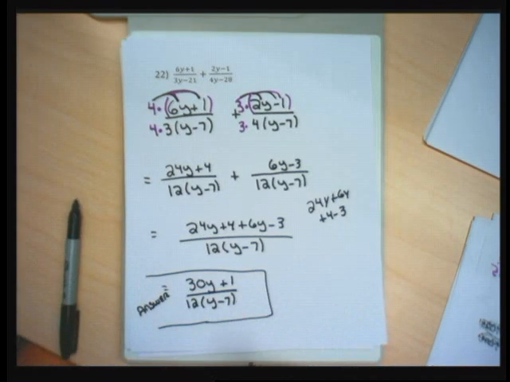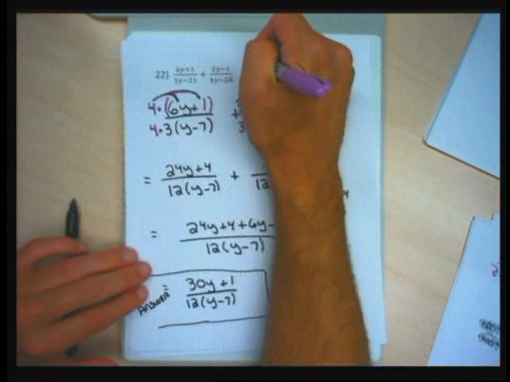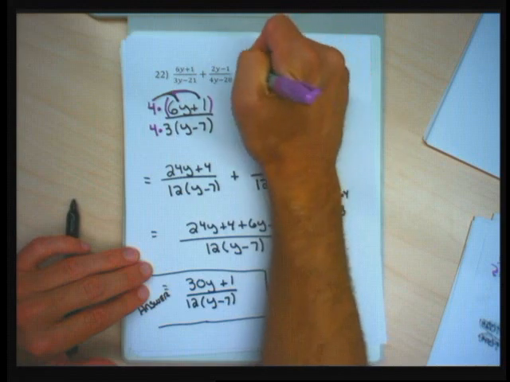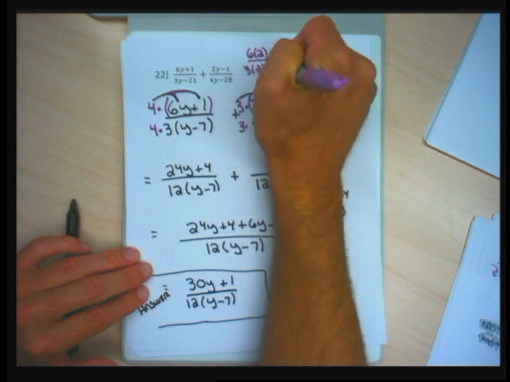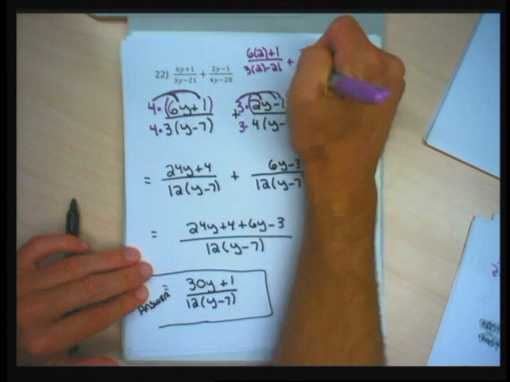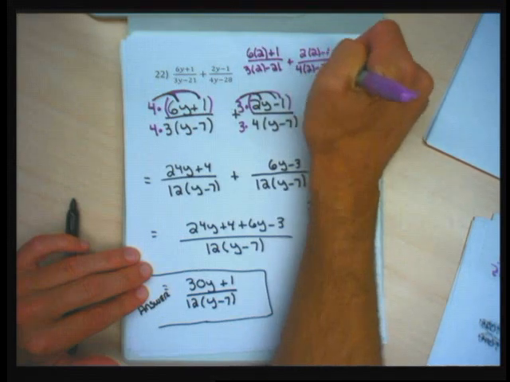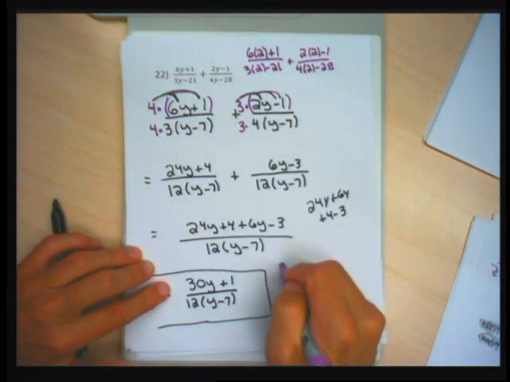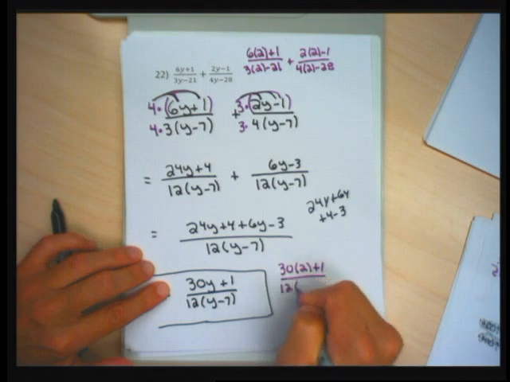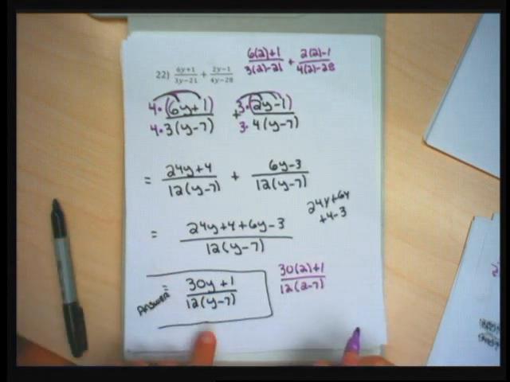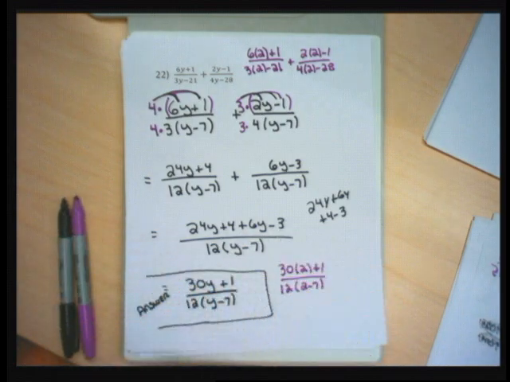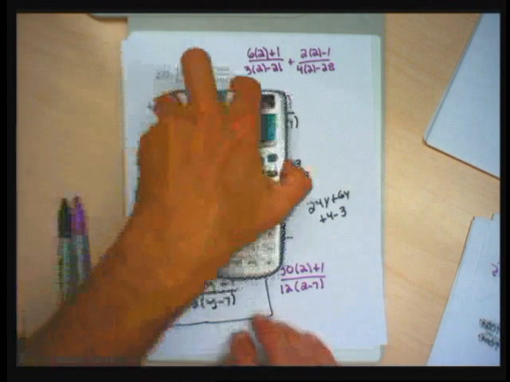Let me check with 2's again. I'm going to plug 2 into my original problem. I'm going to go 6 times 2 plus 1 over 3 times 2 minus 21 plus 2 times 2 minus 1 over 4 times 2 minus 28 and get a number. And I'll do the same for my answer. I'm going to go 30 times 2 plus 1 over 12 times 2 minus 7. If you'd written the denominator 12y minus 84, it's okay. It's preferred to leave the denominator factored, but it's okay if you unfactored it. I wouldn't take points off for it.